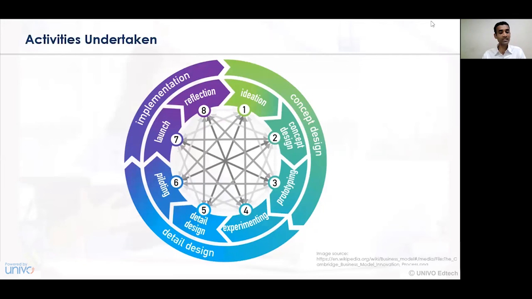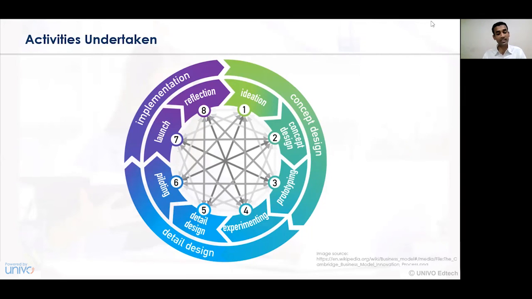Now let's understand what activities are undertaken for building or developing service operations or service excellence. Service innovations can be implemented with the help of conceptual design, detailing design, and implementation. In conceptual design, we have 3 steps. Number one is ideation, that is, creation of an idea. Then conceptual designing, that is, creating and defining a concept. And lastly, prototyping, where we create a prototype that should be implemented in a better organization.